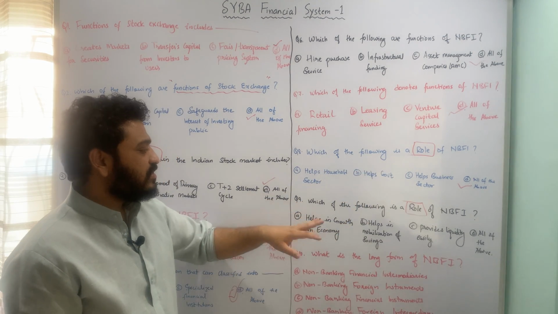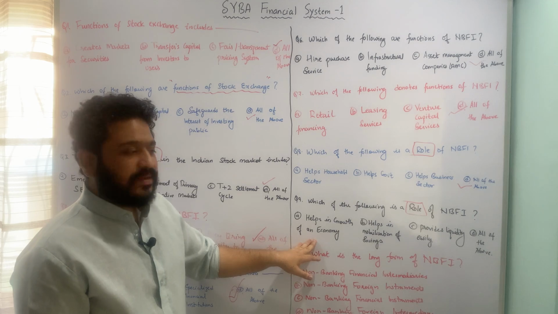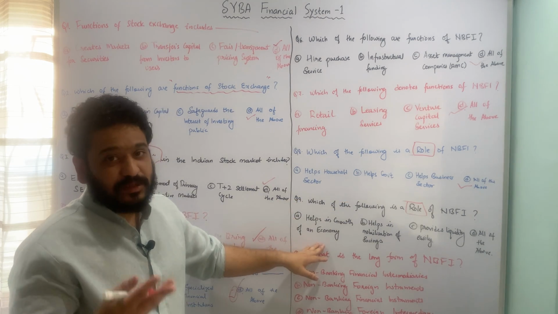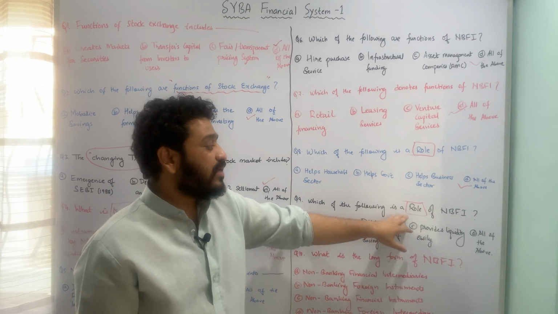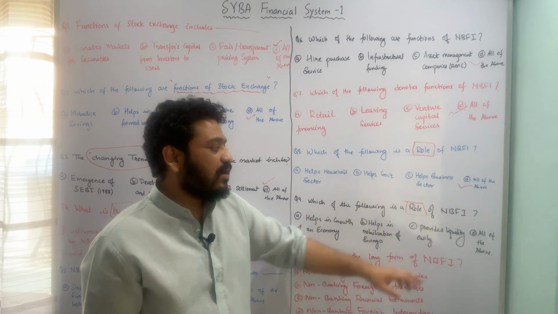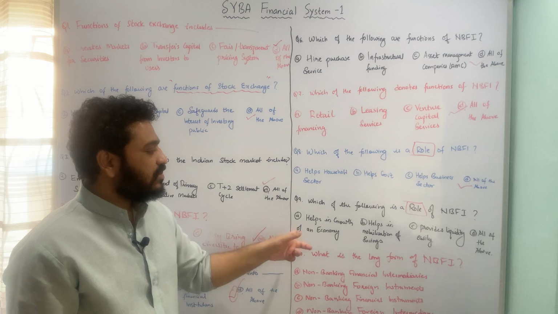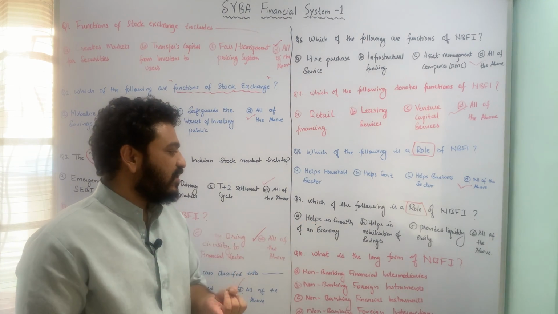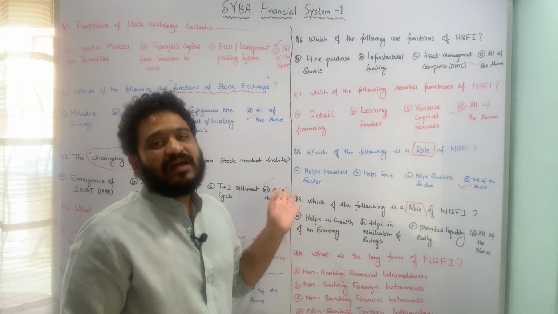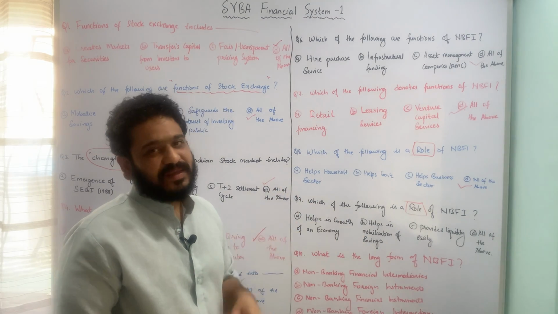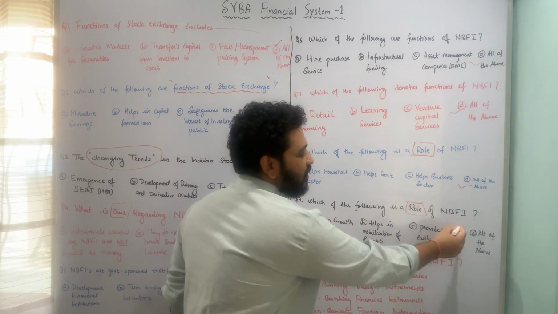Here it is saying it helps in growth of an economy. That means NBFI helps in the growth of economy. It helps in mobilization of savings, it provides liquidity easily, and all of the above. So here again, all these 3 things, that is helps in growth of an economy, helps in mobilization of savings, as well as provides liquidity easily, are the roles of NBFIs. Therefore option D is the correct answer.